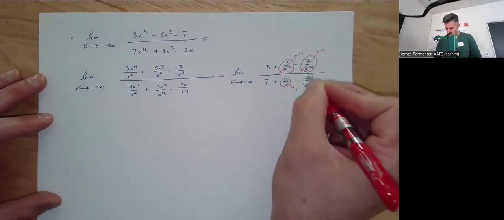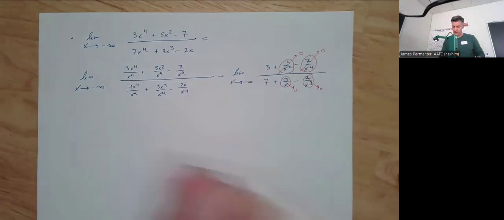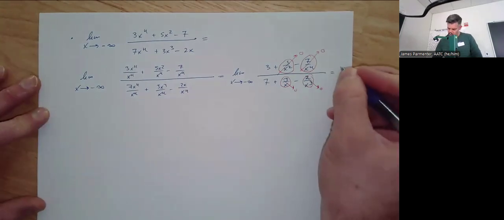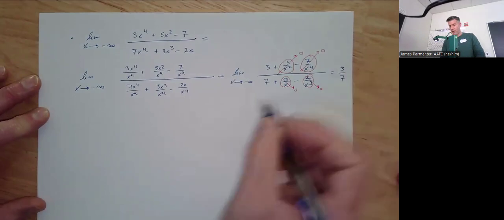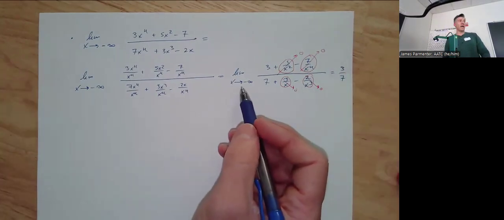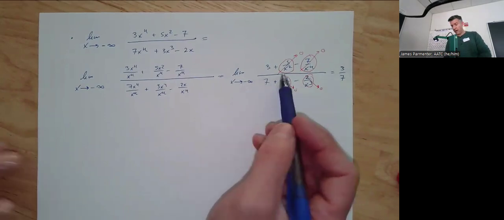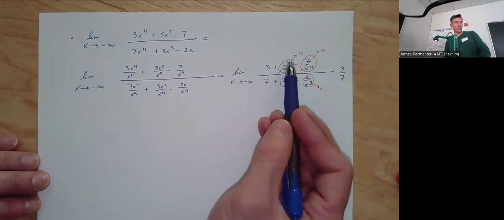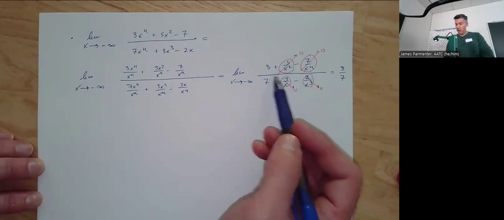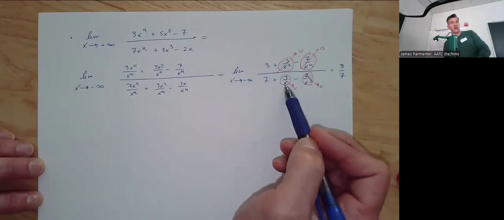So unsurprisingly here, we end up with 3/7. I will point out whether or not x is approaching infinity or negative infinity, we still would have gotten the same result, right? Dividing by negative infinity squared is going to give you 0 just as well as dividing by positive infinity squared, or negative infinity or positive infinity here is still going to give you 0.